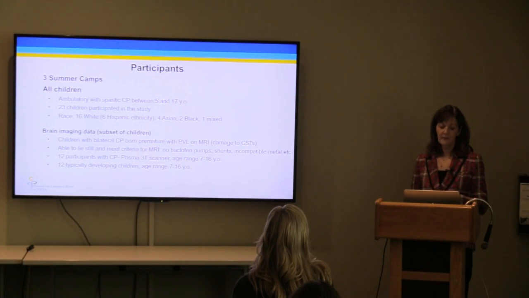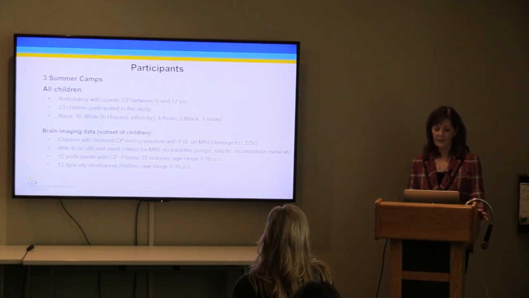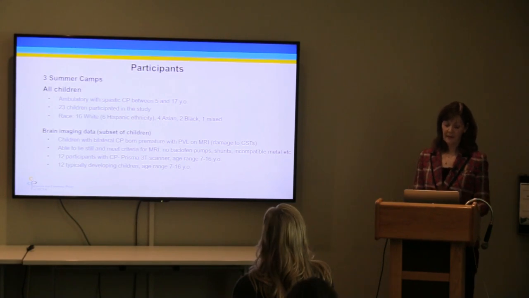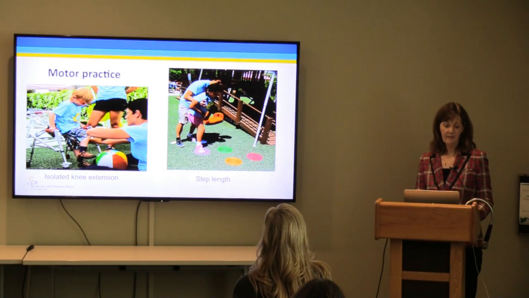So we finally had 12 children with cerebral palsy from our cohort of 23 who could participate pre-post in our brain imaging data. And we used a Prisma 3T scanner, for those of you who know about scanners. And we also matched them with 12 typically developing children in the same age range. So this is showing you some of our camp.